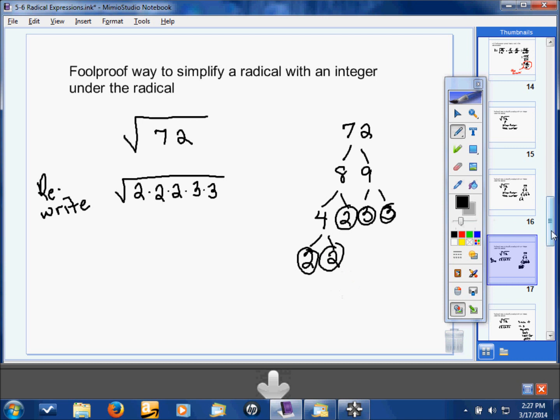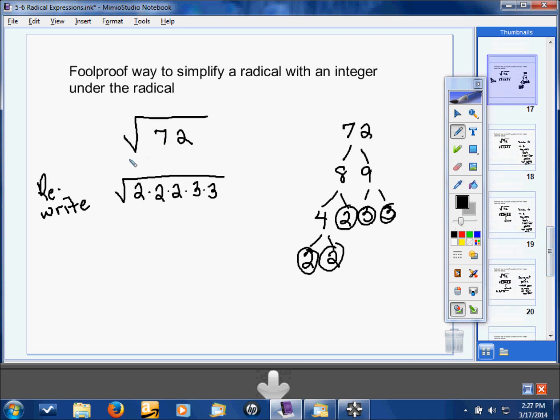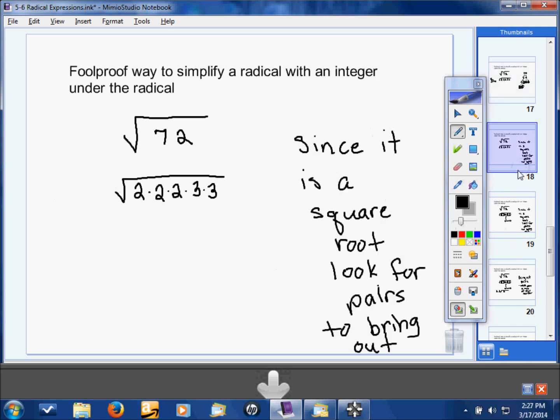All right. Stay with me. After you have broken it down like this, because it's a square root, you begin to look for pairs. Because remember, a square root is what number times itself. So we have some pairs here. You can write this down: since it is a square root, you look for pairs to bring out. And if you don't know what that means yet, I want you to jot it down so you have a complete set of notes, so that when you go back and try to do something, you know what you're doing.